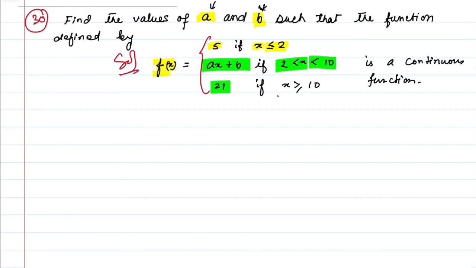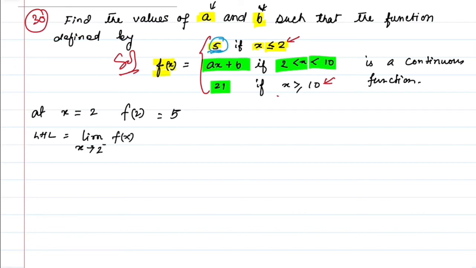So what are the points of partition here? 2 and 10. So at x is equal to 2, f of 2 is equal to, for 4 less than or equal to x, the given function is nothing but 5, isn't it? It is 5. So here we can write 5. So the left hand limit is equal to limit x tends to 2 minus f of x. For x less than 2, it is 5. So limit of 5 as x tends to 2 negative will be 5.